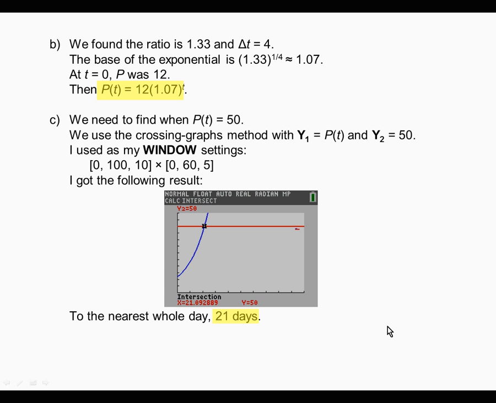21 days. Now some people would say it's not until the 22nd day that he actually picks 50 quarts, but if we round, 21 days.